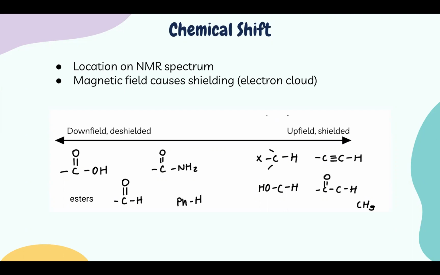So I drew some functional groups here. These are just some examples of where you would find these functional groups in the NMR spectrum. So like carboxylic acids, aldehydes, amines, and phenols are all electronegative and de-shield the protons, whereas alkynes, alcohols, ketones, methyls, and halogens are all groups that cause shielding due to their electron cloud. So you don't have to memorize this diagram. It would just be helpful to know.